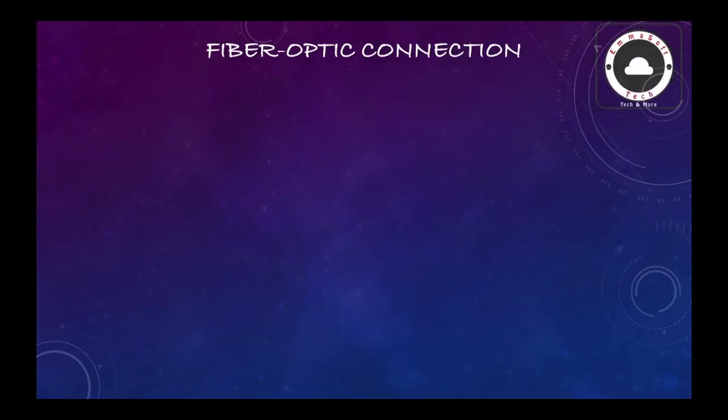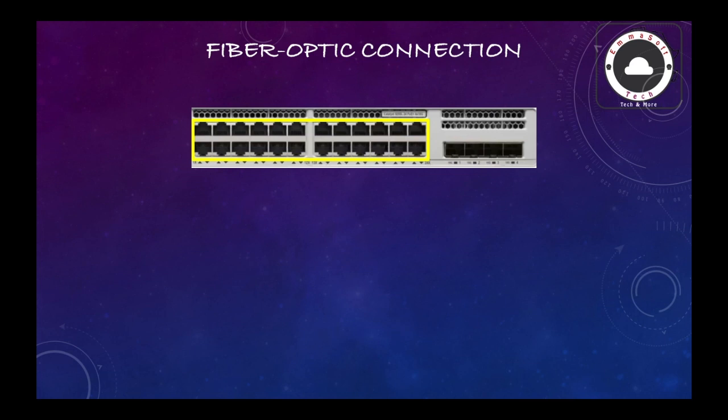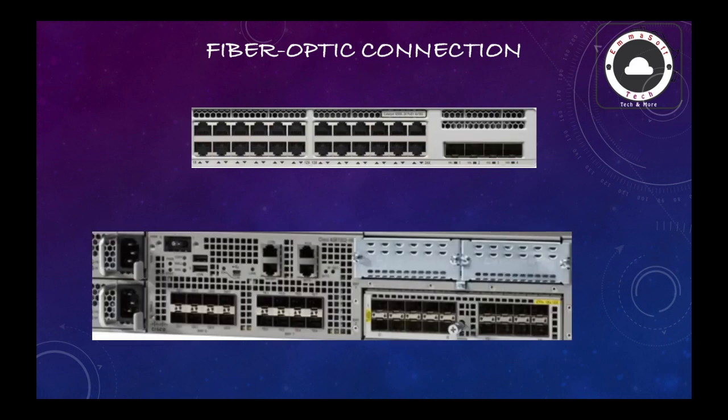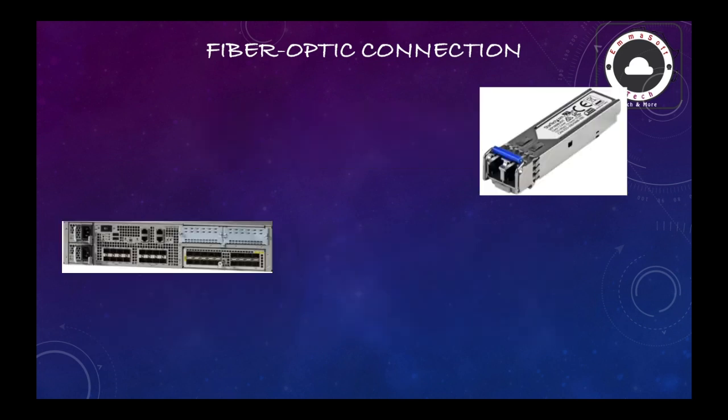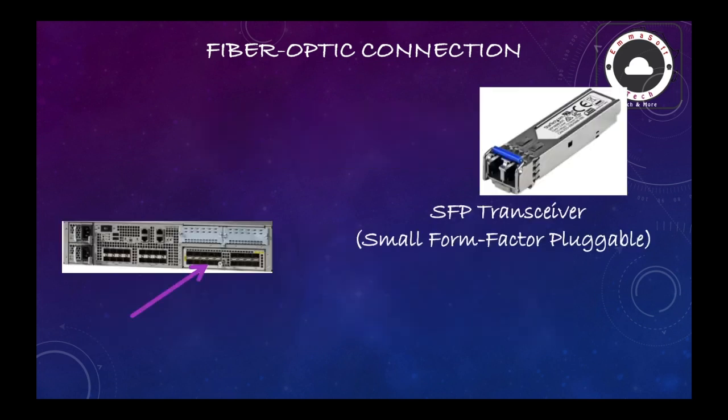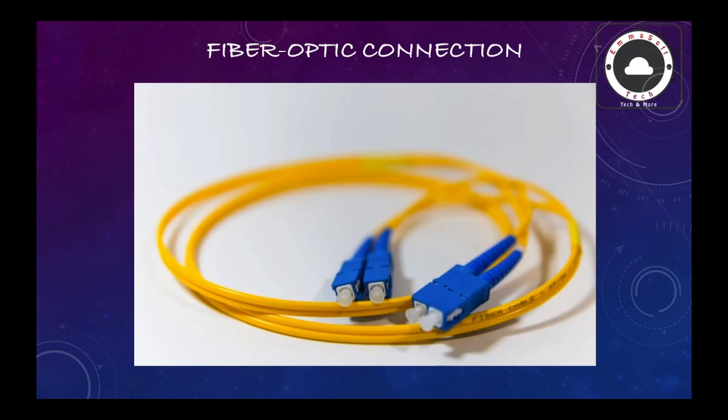So another type of cable besides UTP is the optic fiber, or the fiber optic connection. When you look at this switch, it has RJ45 interfaces, and also it has 4 fiber optic interfaces, the same as this router, which has more optic fiber interfaces and only 4 RJ45 connectors. Then these are actually called small form factor pluggable. Those are SFP transceivers which are plugged in where the fiber cables are connected. So this is actually how a fiber cable looks.